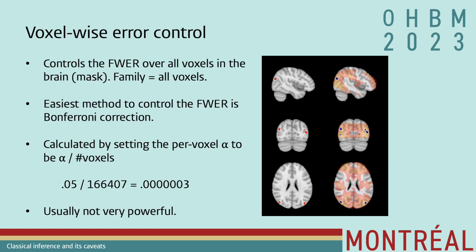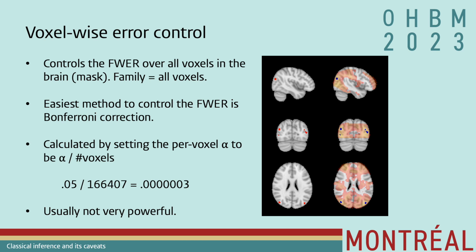So one way of controlling the false positives across this set of Z values that we have, so across these 166,000 voxels, is to do what we call voxelwise error control. So it controls the family-wise error rate over all the voxels in the brain, so within the mask, and the family that we then control over are all the voxels that are in the brain.